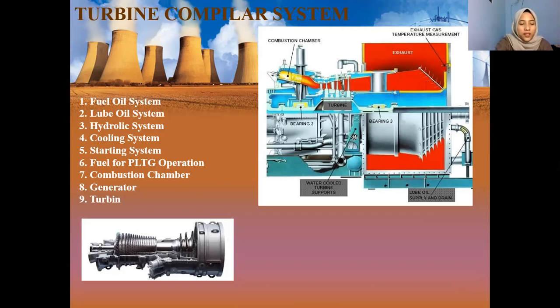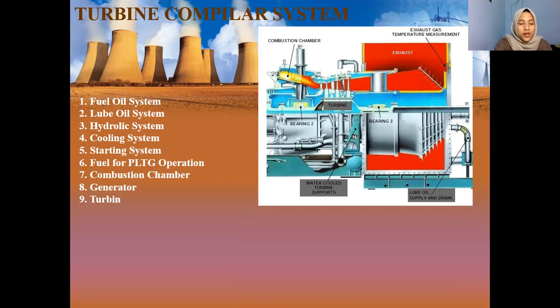Number 5, starting system. The starting system equipment in a gas turbine is a prime mover. This is necessary because at the start, the turbine is still not able to move the generator and compressor because it has not yet ignited.